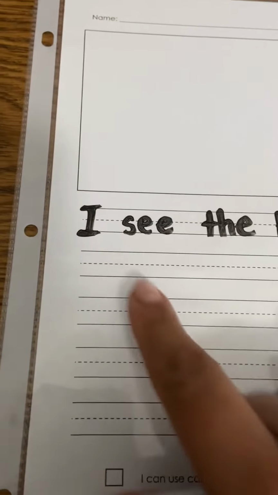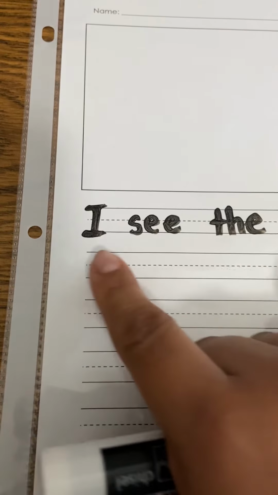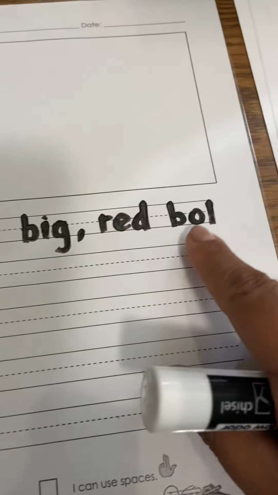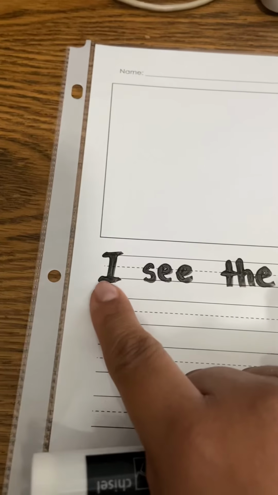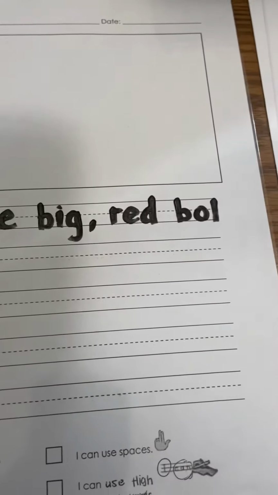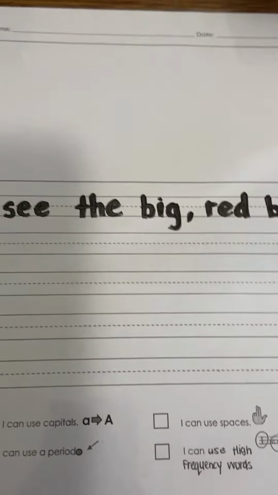I tell them to check their work. Let's read what we have so far. I see the big red ball. Again, I'm pointing to each one. I see the big red ball. Okay, well, what did we say was next? I see the big red ball at. Let's sound out at.